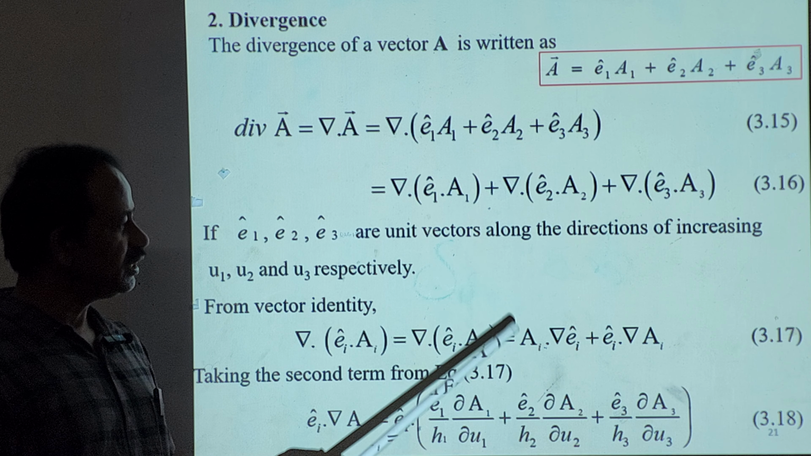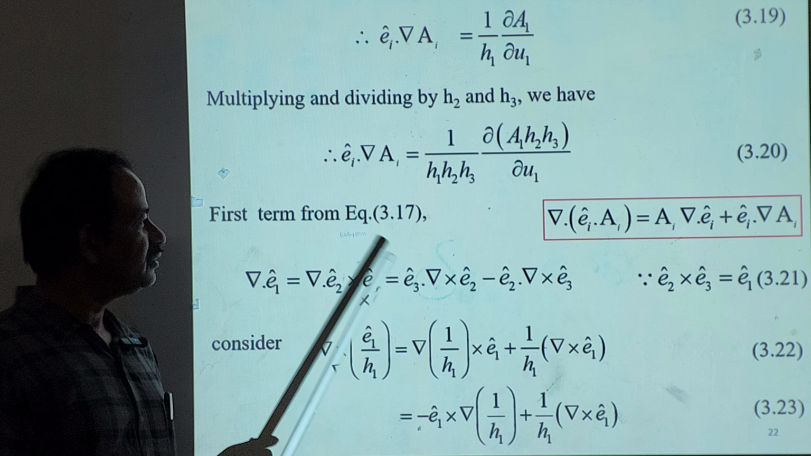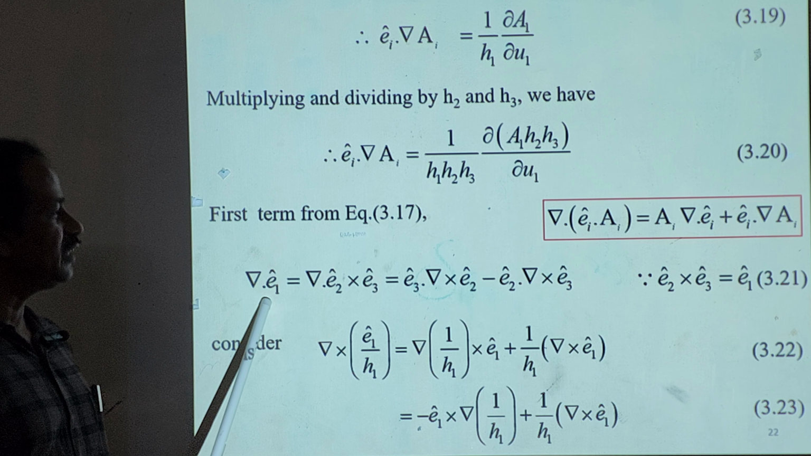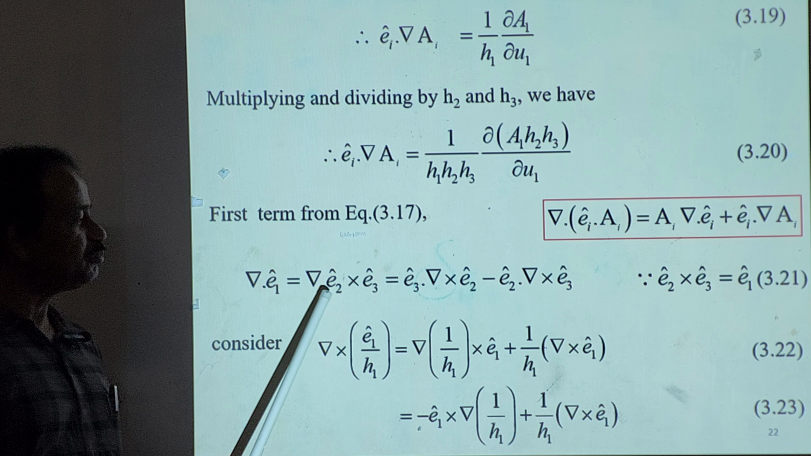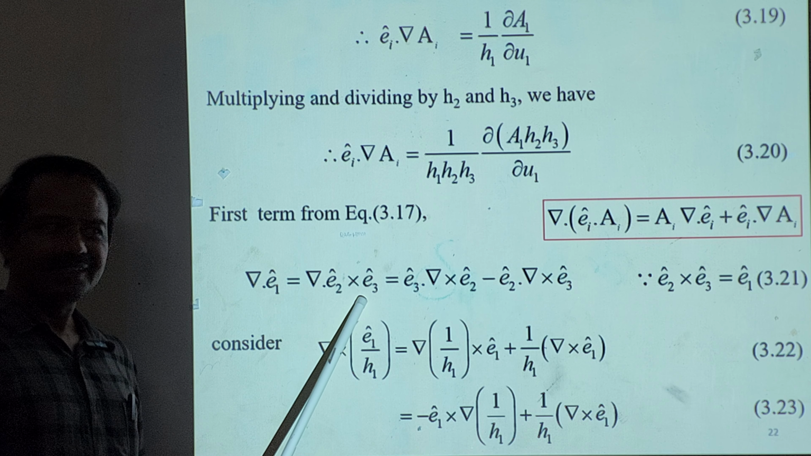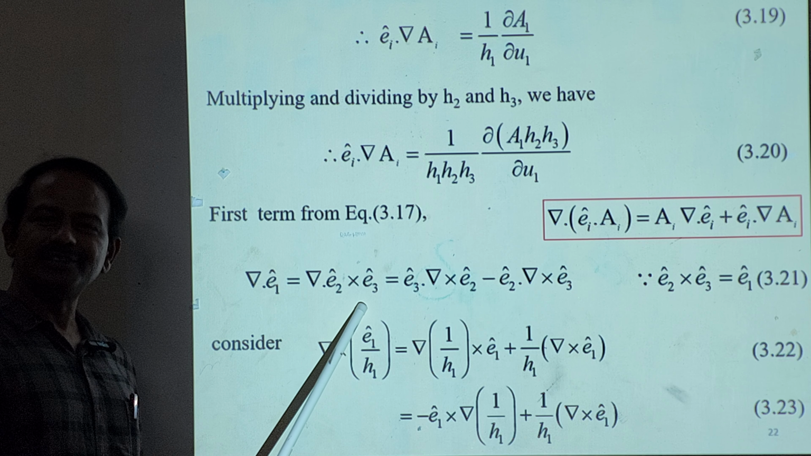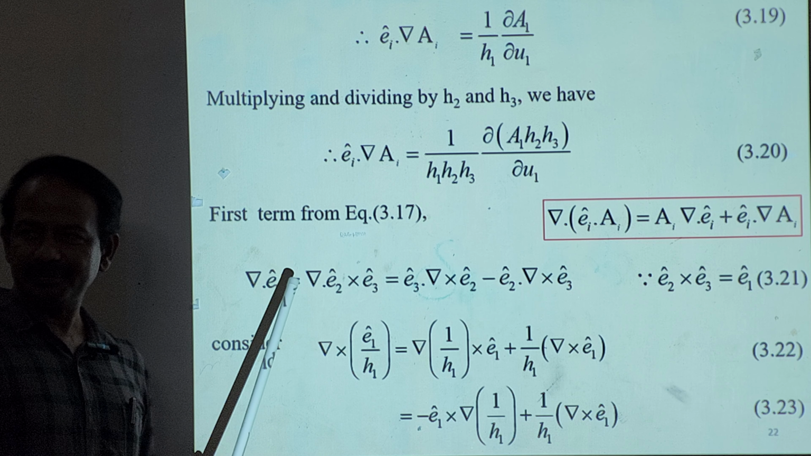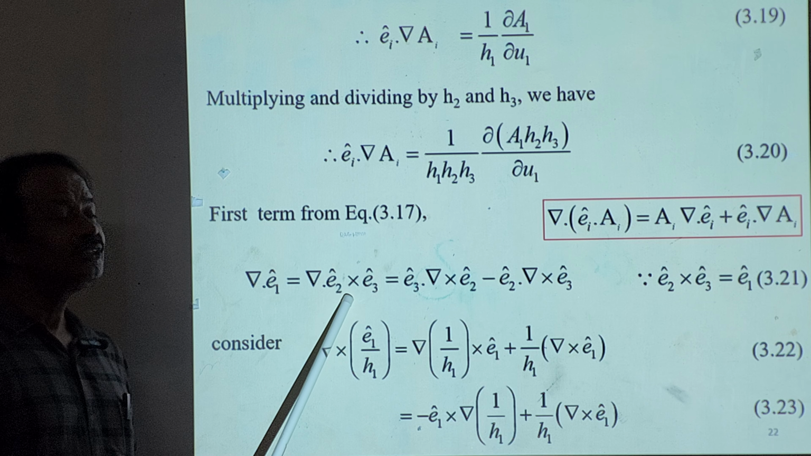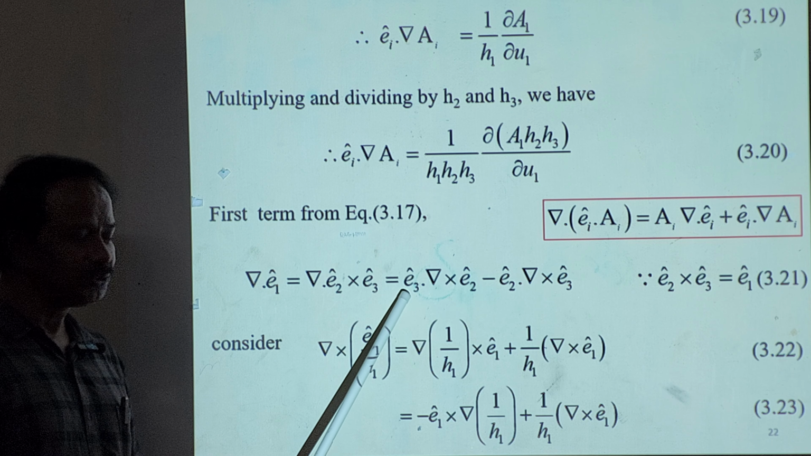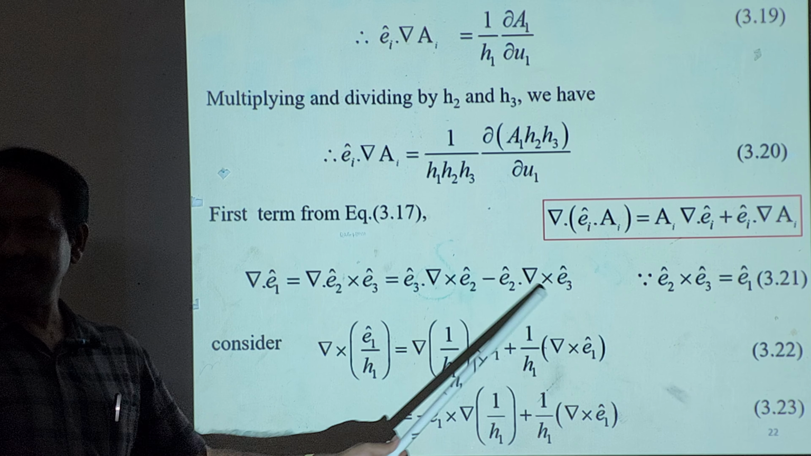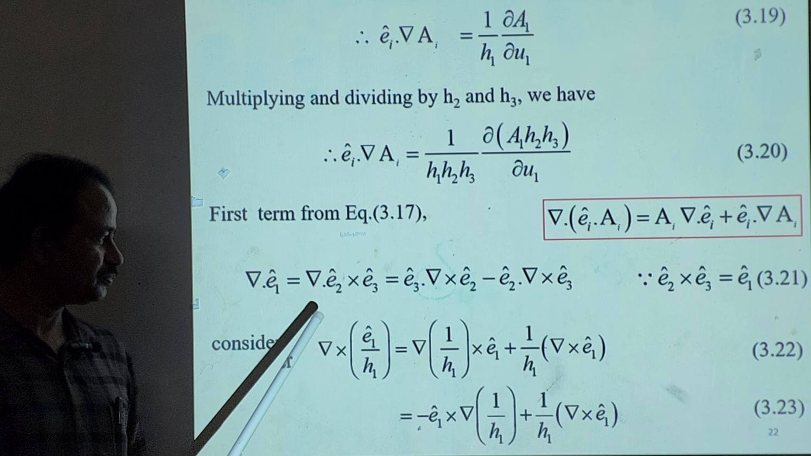Now we are going to have the expression for this. So first we will go for del dot E1. E1 can be represented by E2 cross E3, correct? E1 can be written as E2 cross E3. E2 cross E3 is nothing but E1, which you have learned. So instead of E1 you can write E2 cross E3. Use the vector identity. So this will give you E3 dot del cross E2 minus E2 dot del cross E3. So this is your vector identity.